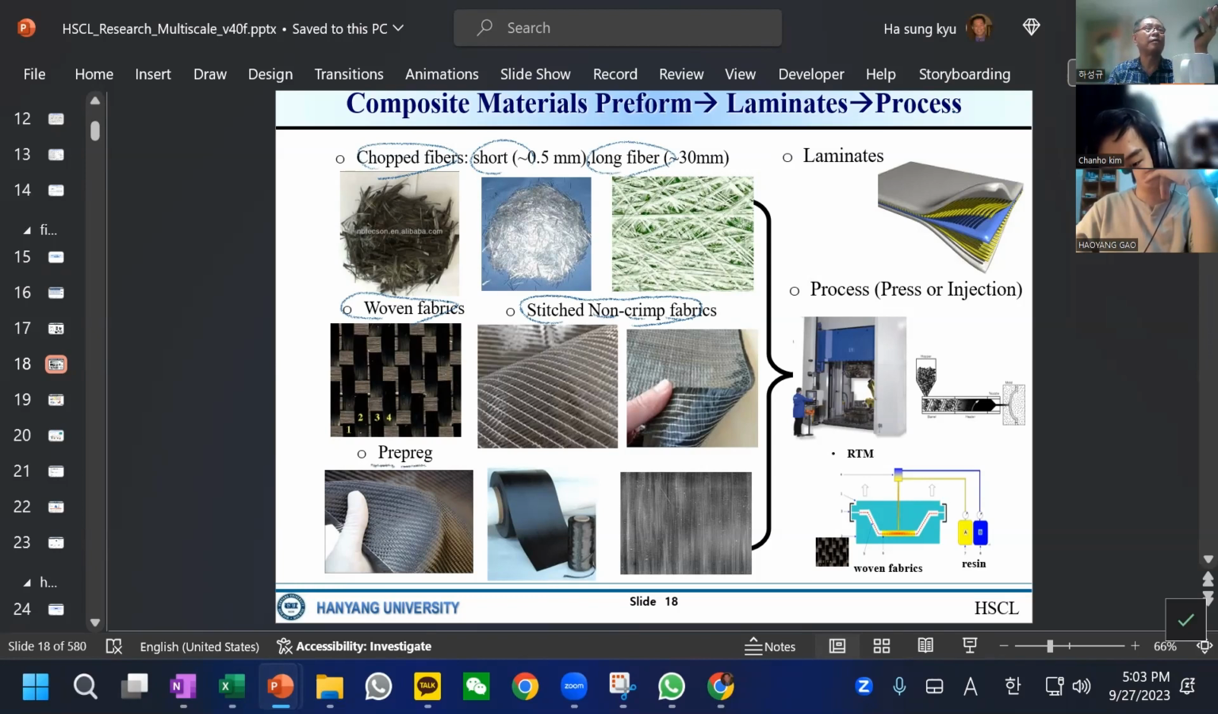And prepreg already has resin there. But no matter what, we always start with this bobbin. Okay, this is, let's say, 24K, so we have 24,000 fibers in one tow, and then we chop, and then we have a carbon fiber chop, short fiber and long fiber. Well, this is the glass, not like the carbon, but a similar concept. And then layer and process and things like that.